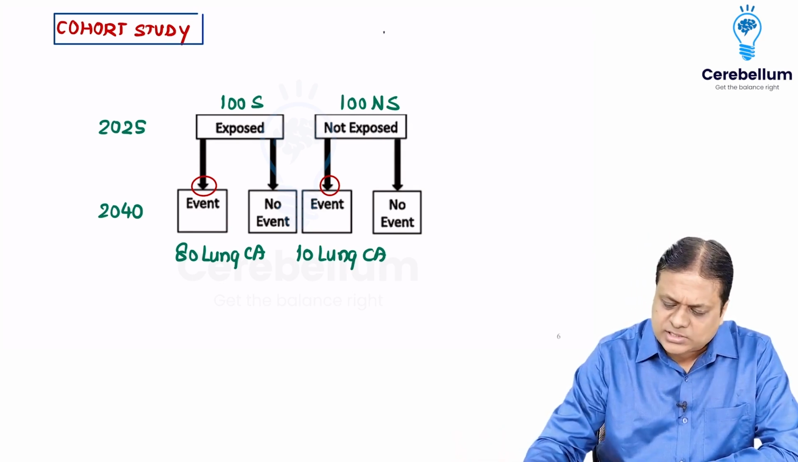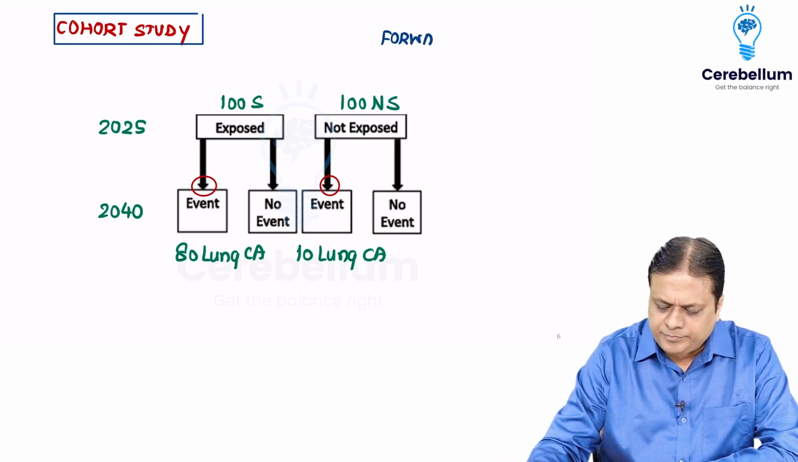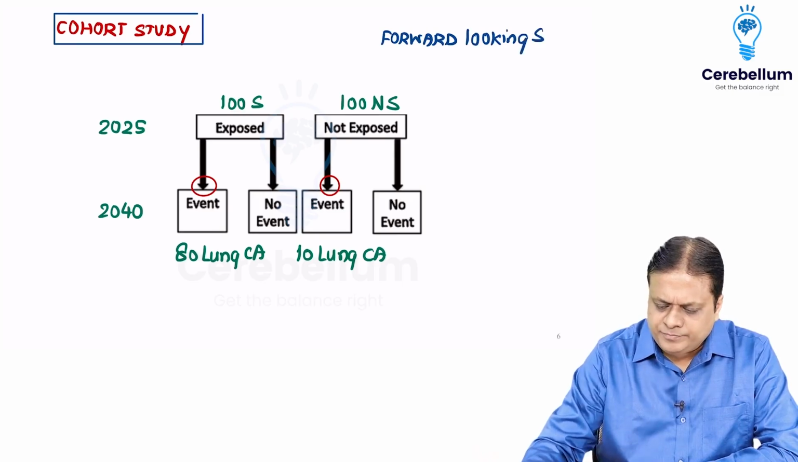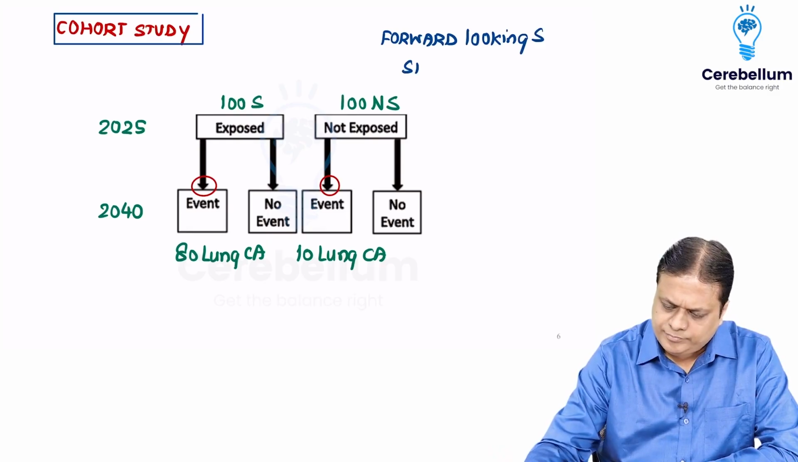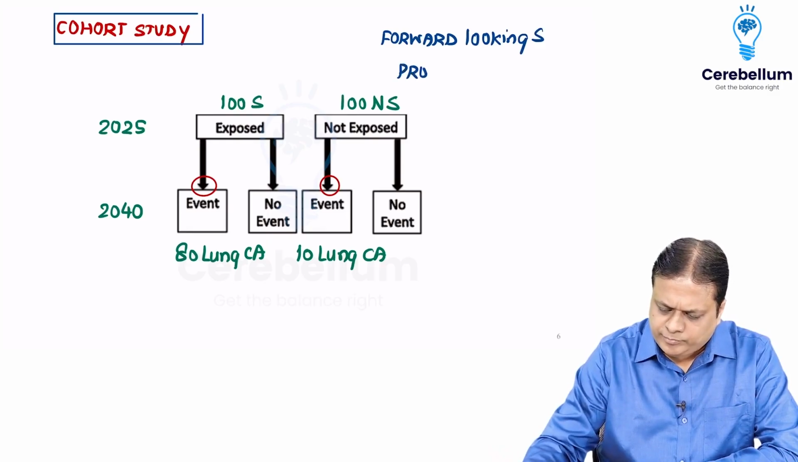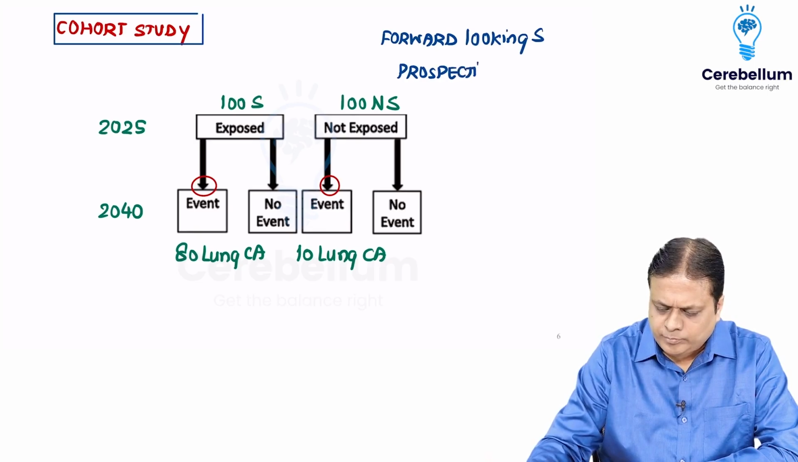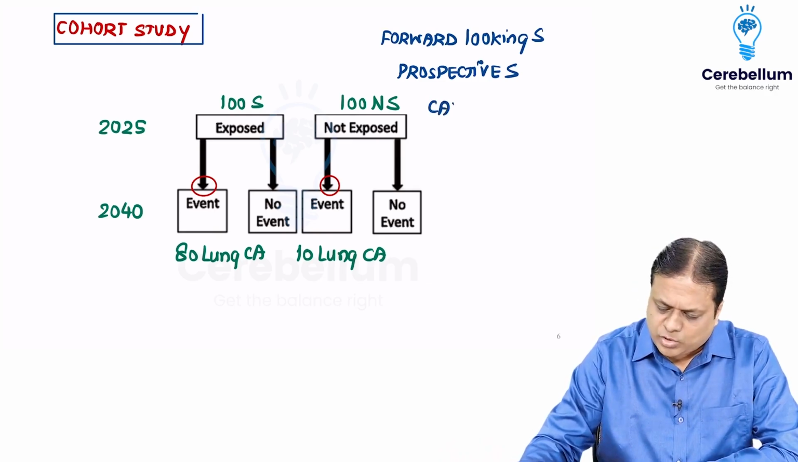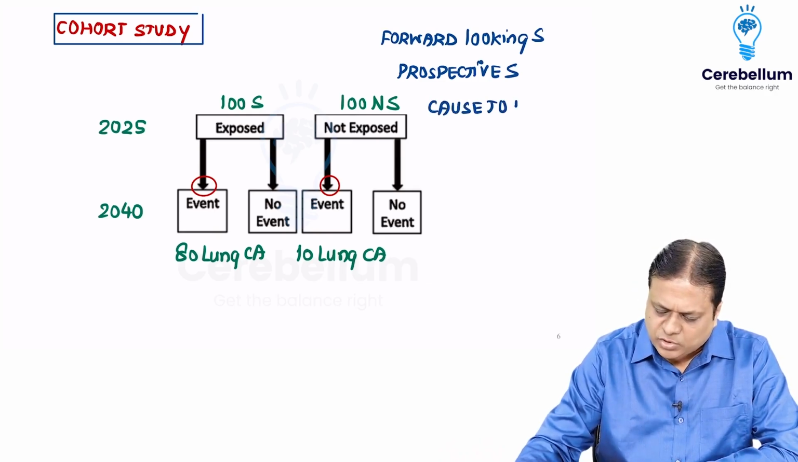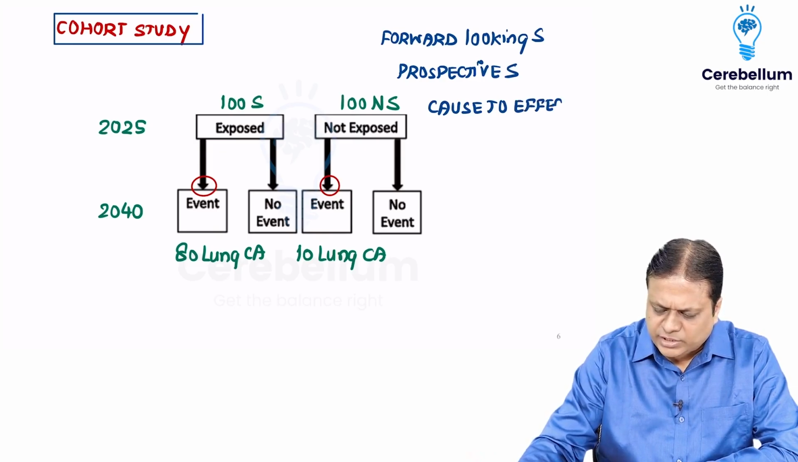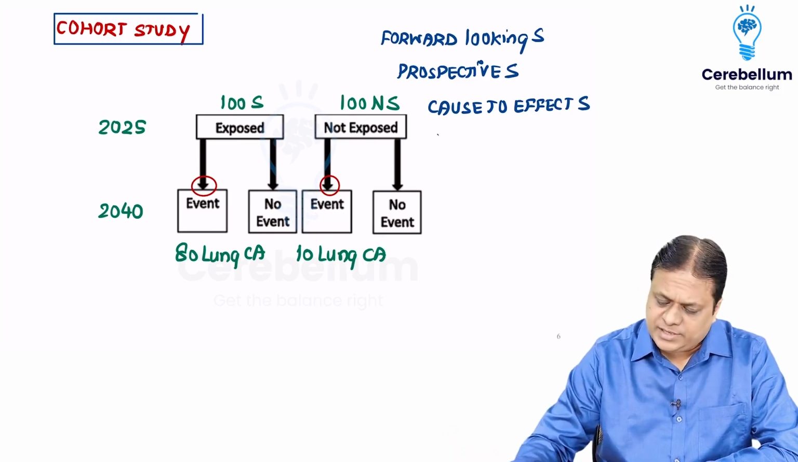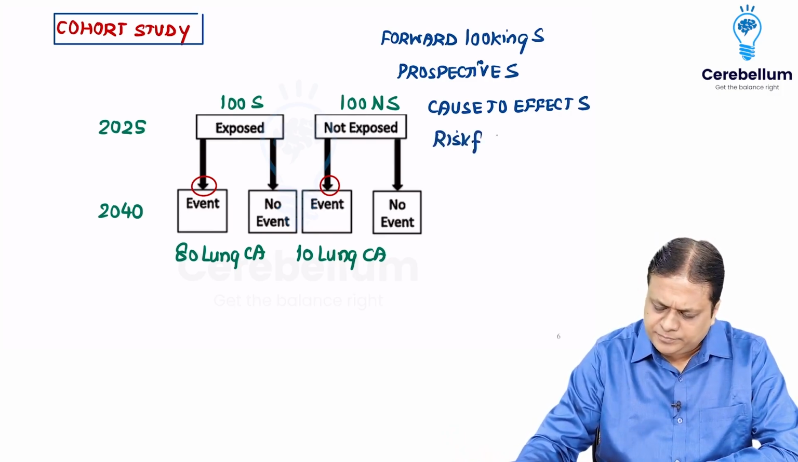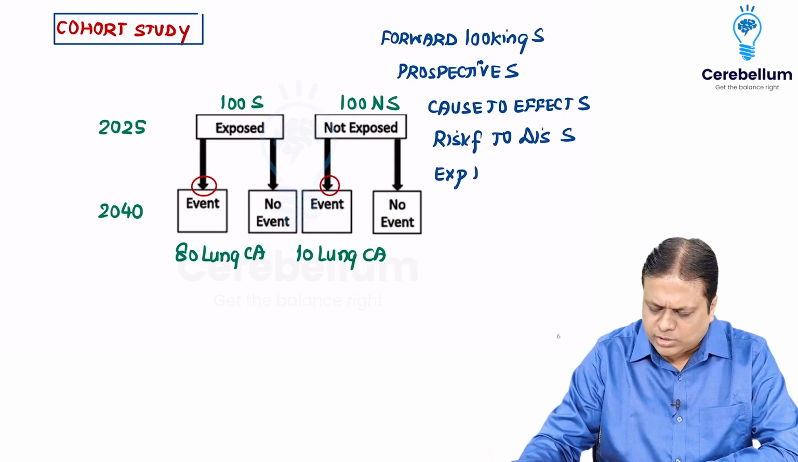So this is known as forward-looking study, also known as prospective study. Similarly, cohort study is also known as cause to effect. We are starting with cause, going towards the effect study, risk factor to disease study, and exposure to outcome study.